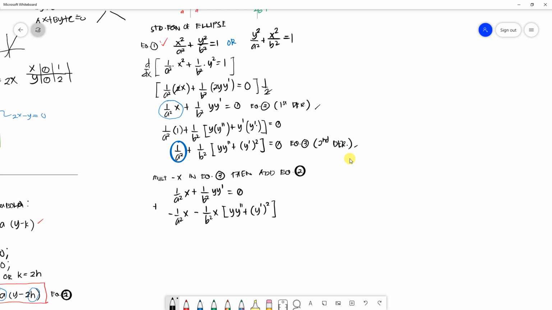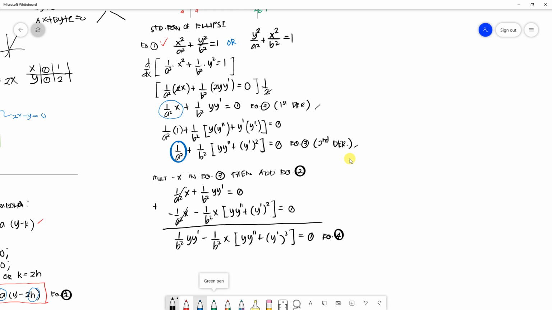Squared equals to 0. So, pag inad ngayon natin to, cancel si first term, meron lang ang second term. So, we have 1 over b squared y double prime minus 1 over b squared x times y double prime plus y prime quantity squared equals to 0. Kung titingnan natin itong equation number, basta equation number 4 na to, ay ano na lang ang i-eliminate natin? Yung b squared na lang.